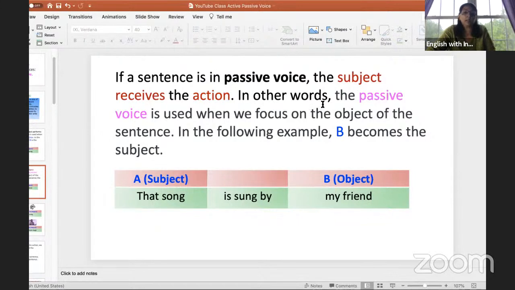But here, the subject is the receiver, not the one who is performing the action. So in other words, the passive voice is used when we focus on the object of the sentence. In this following example, B, the object becomes the subject. So my friend was subject, now my friend is object. I will show you the next example where you will have a very good understanding.